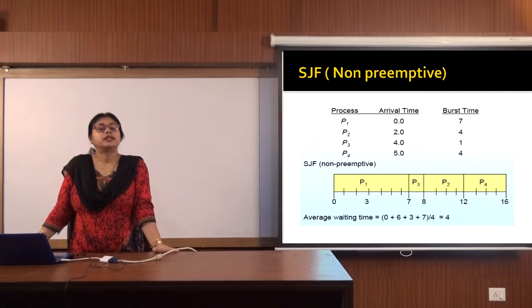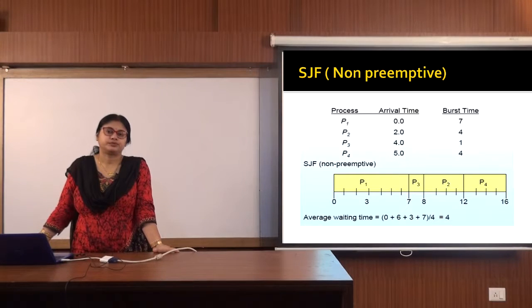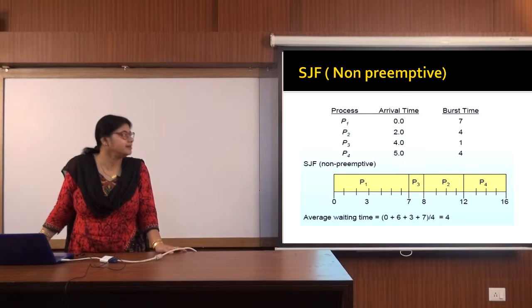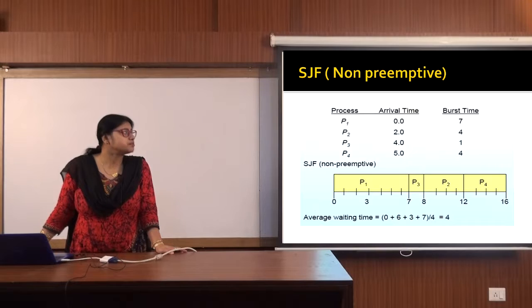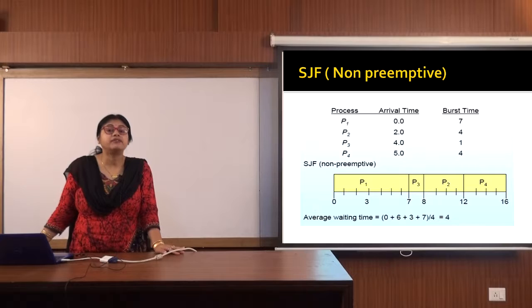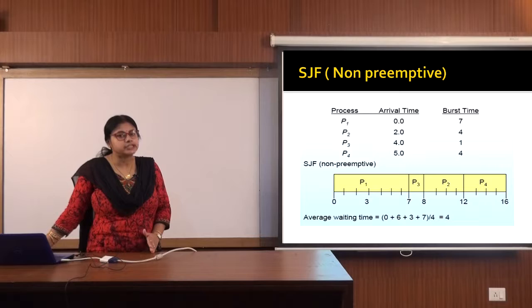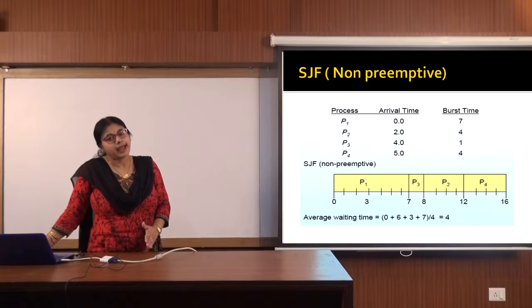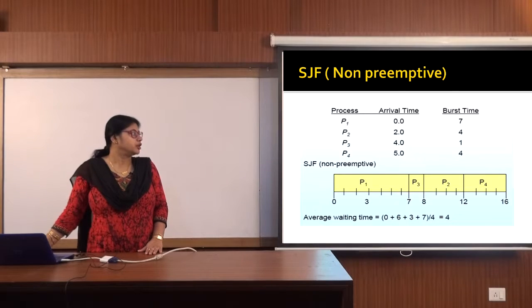See here, the arrival time for process P1 is 0.0 milliseconds. That means from the very beginning process P1 is there in the ready queue. Process P2's arrival time is 2 milliseconds, so process P2 arrives after 2 milliseconds. Similarly, process P3 arrives after 4 milliseconds and process P4 arrives after 5 milliseconds. So, let us draw the Gantt chart for this non-preemptive SJF.